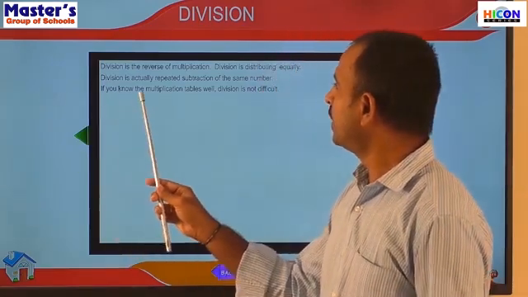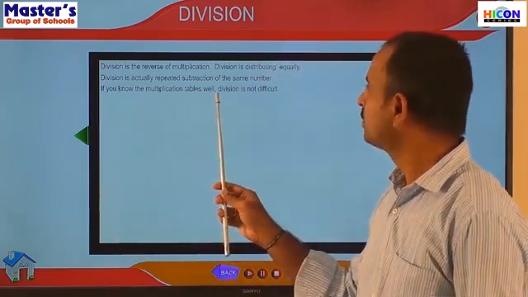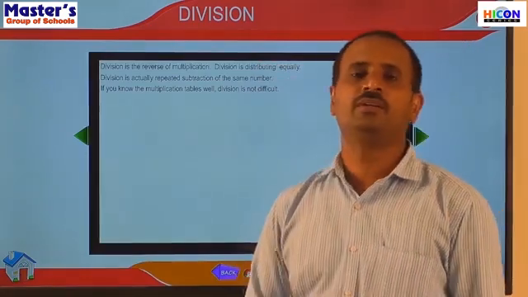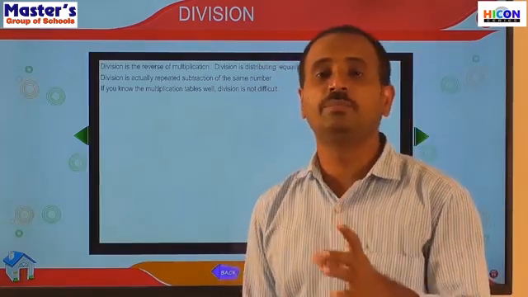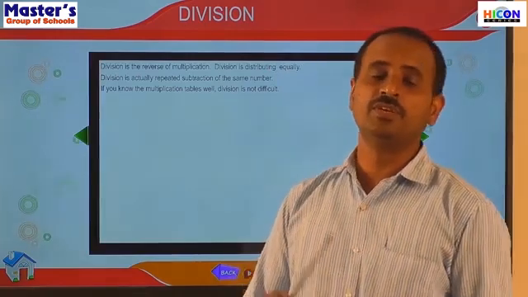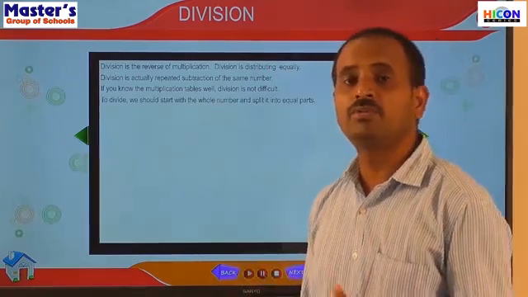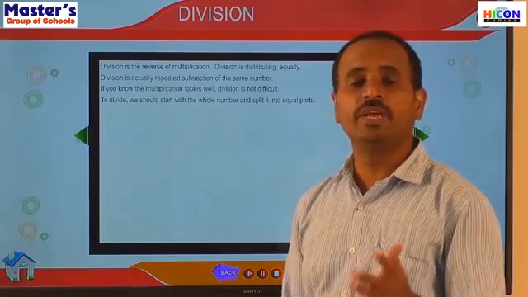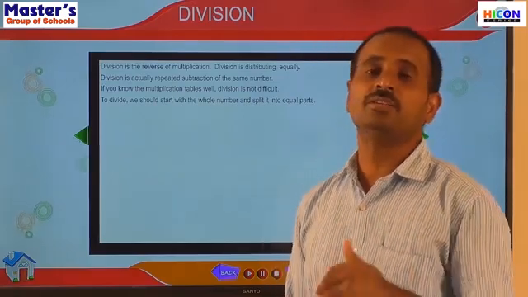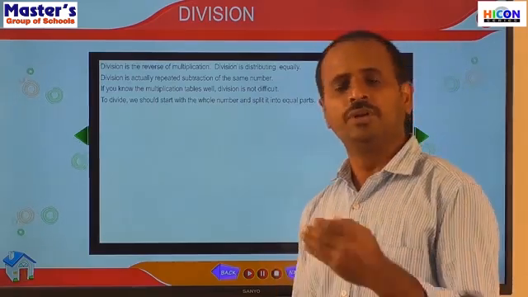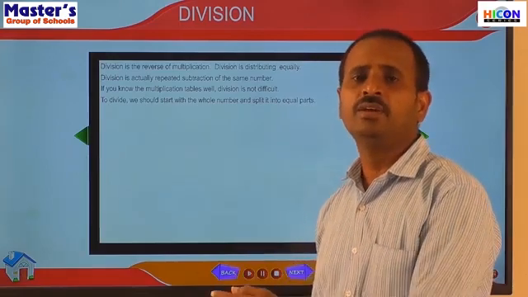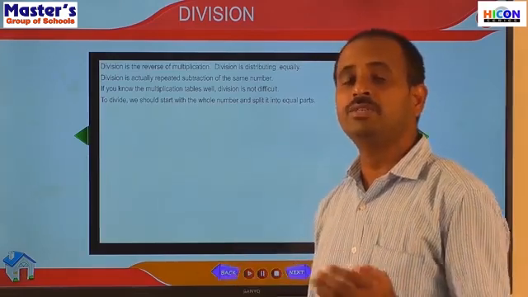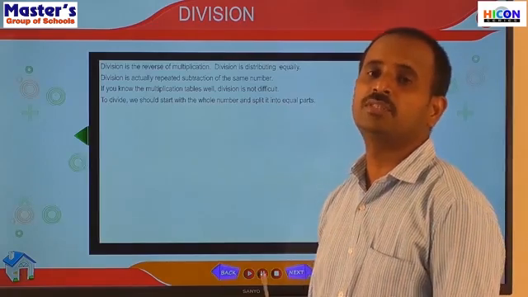If you know the multiplication tables well, division is not difficult. So children, first you have to learn the multiplication tables. In the previous chapter, we learned how to write the tables from table 5 to 10. That is the table of 5, table of 6, table of 7, 8, 9, 10. We practiced those tables in the previous chapter.